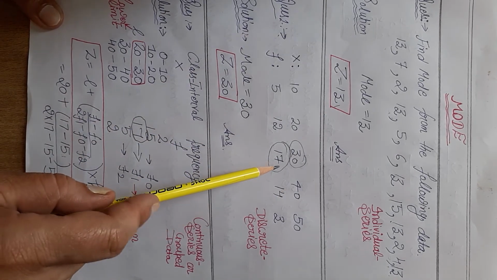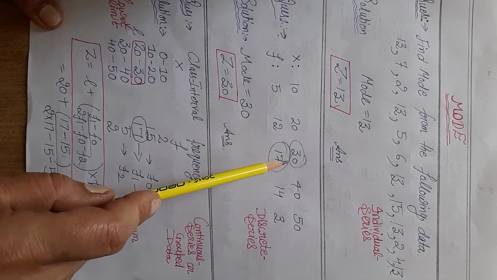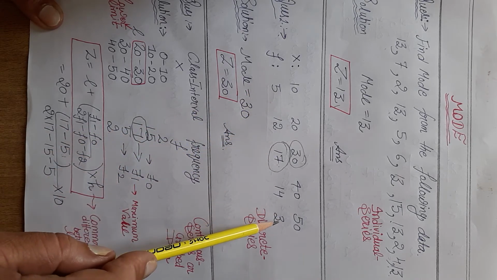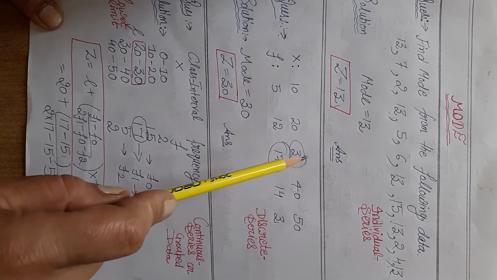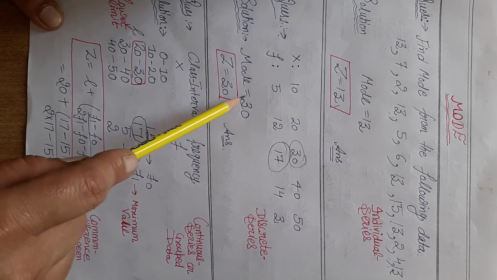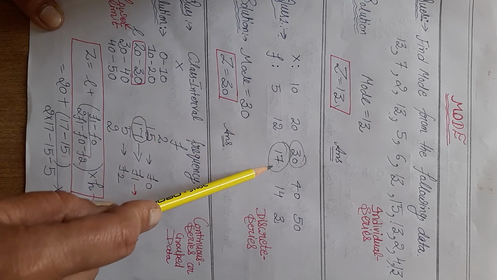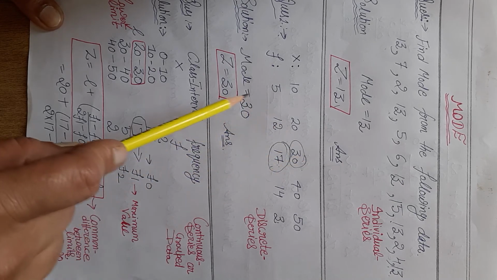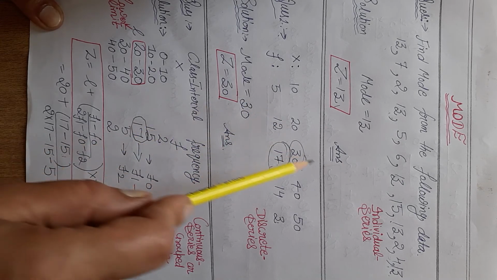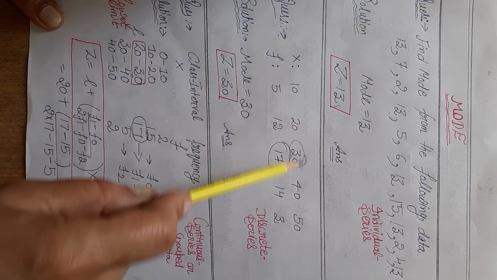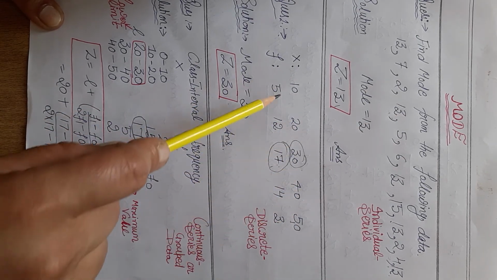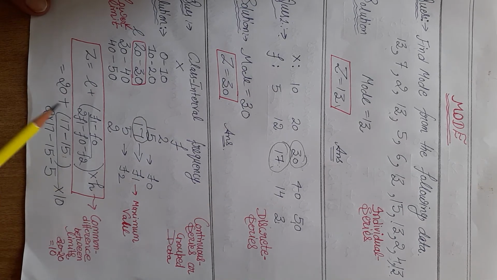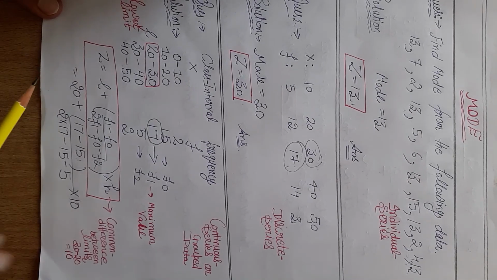In the discrete series, you can see 17 is the maximum number in our frequency. Then we take 30 as our mode, not 17. You concentrate, we take 30 as our mode because we take the value in the series of x only, not in the frequency series. Now we move on to the continuous series.